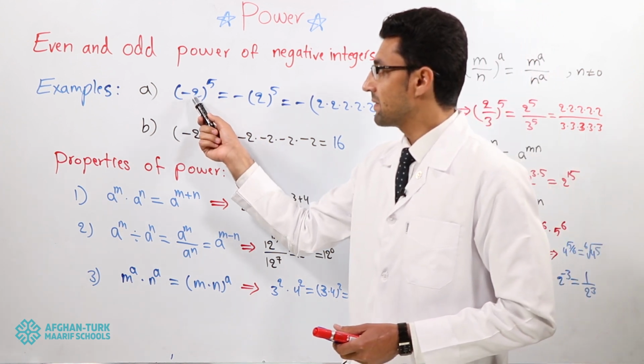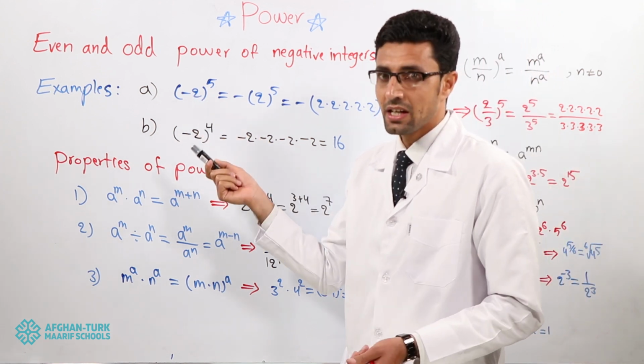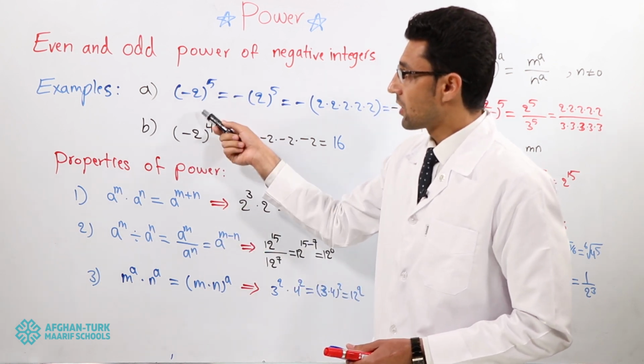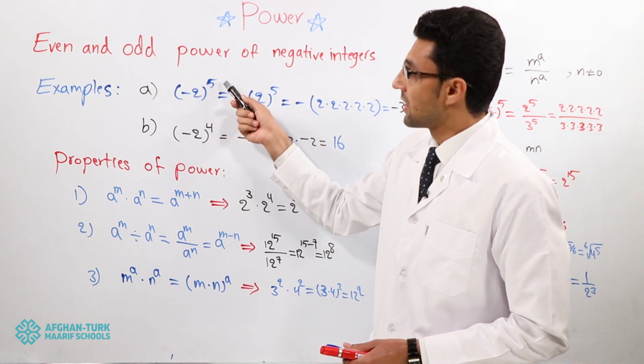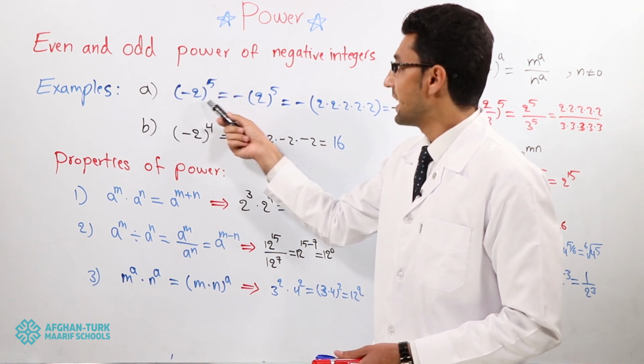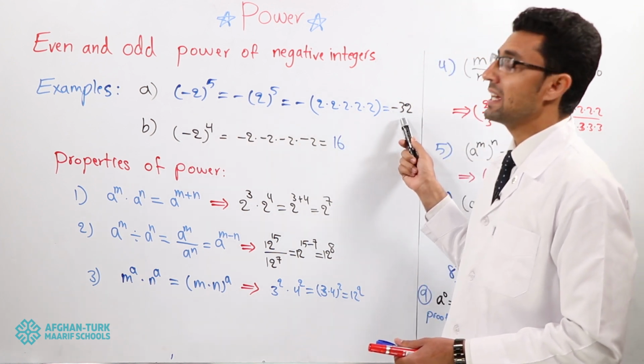Even and odd powers of negative integers. It means that we have negative integers. Minus 2 is a negative integer. Minus 3 is a negative integer. If the power of a negative integer is odd, like 5, the answer is always a negative number.